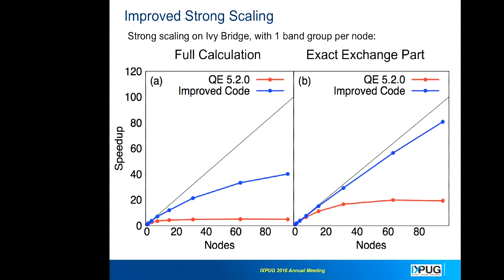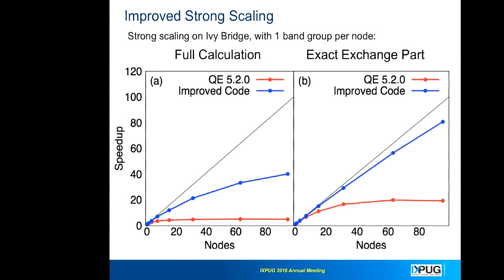And then finally, if you just look at the total strong scaling of the code after making all of these improvements, what we see is, here you've got the poor strong scaling before, and here's the much improved strong scaling for a single SCF calculation in Quantum Espresso now. This is on 64 water molecules.